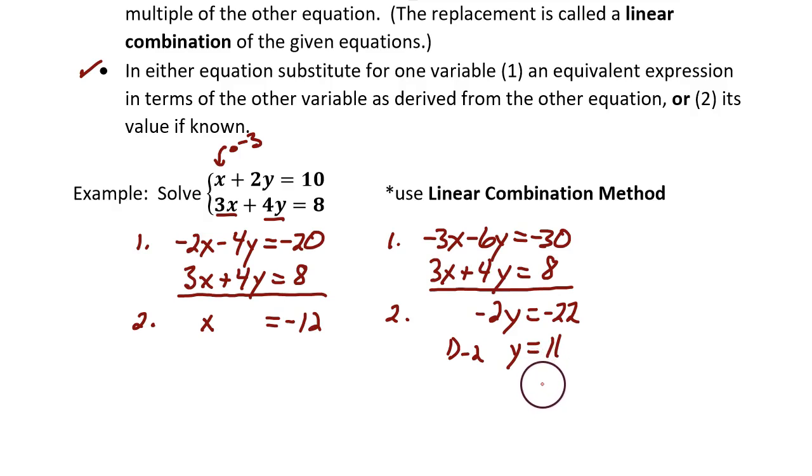We know the answer for x and we know the answer for y, so the solution to our system is the ordered pair (-12, 11).